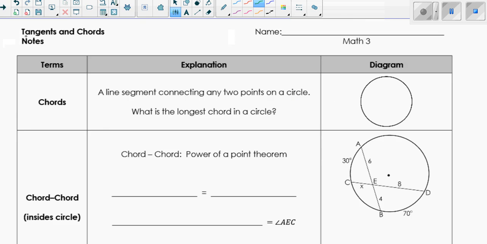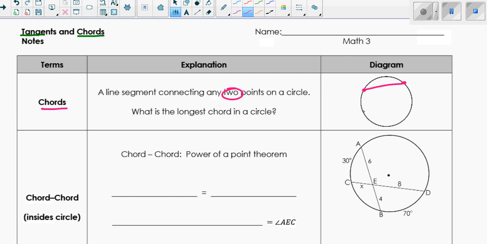So we're going to talk about tangents and chords today. Those are the two things that we're adding on, and they give you a couple properties. All right. A chord is defined as a line segment connecting any 2 points on a circle. So if I pick a point here and I pick a point here and connect them, that line segment is called a chord.